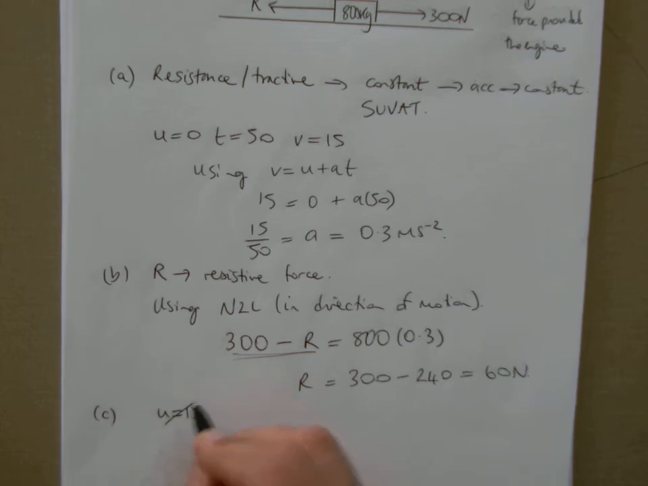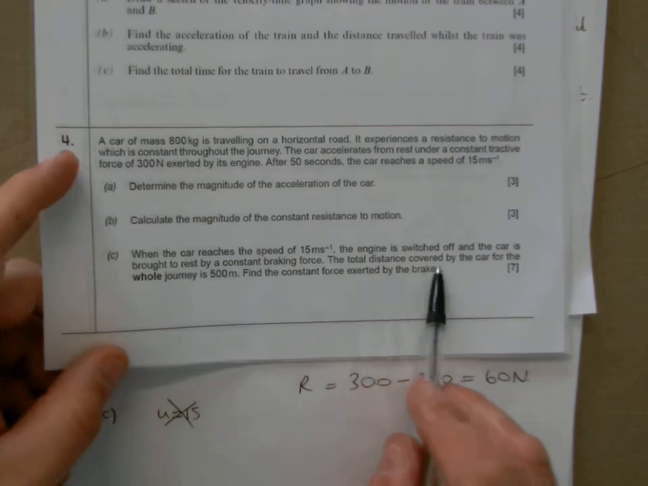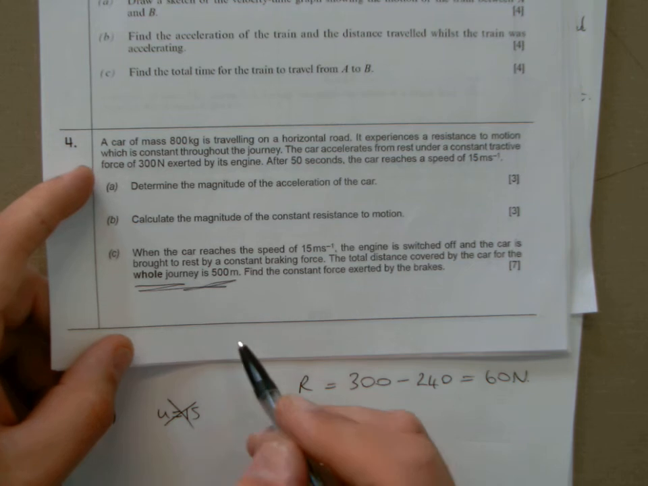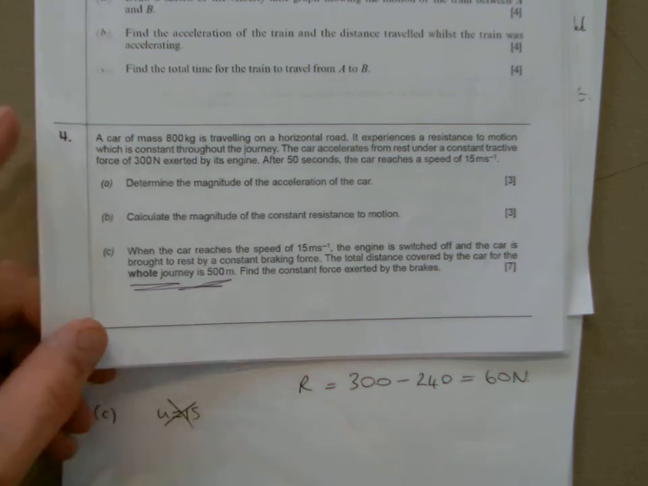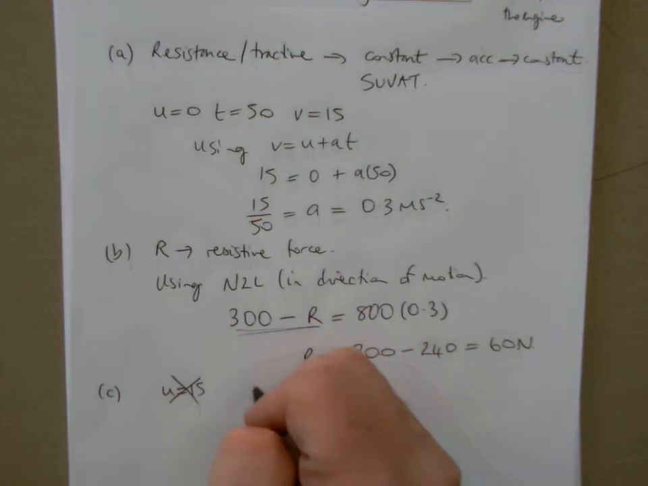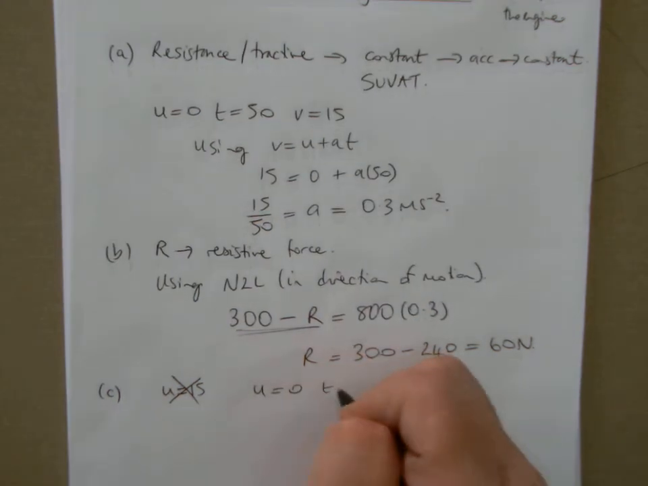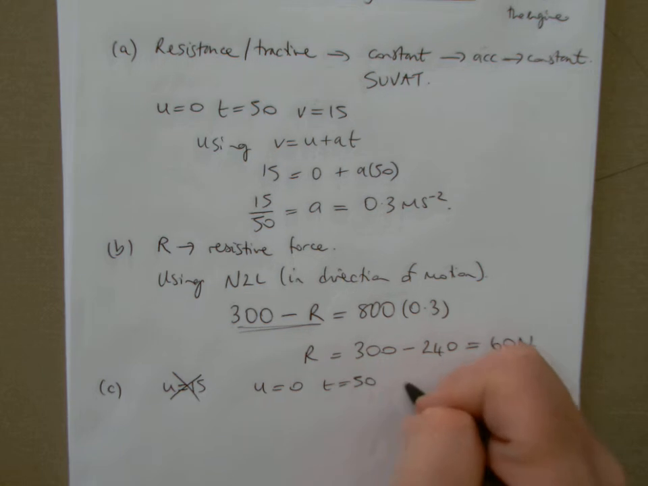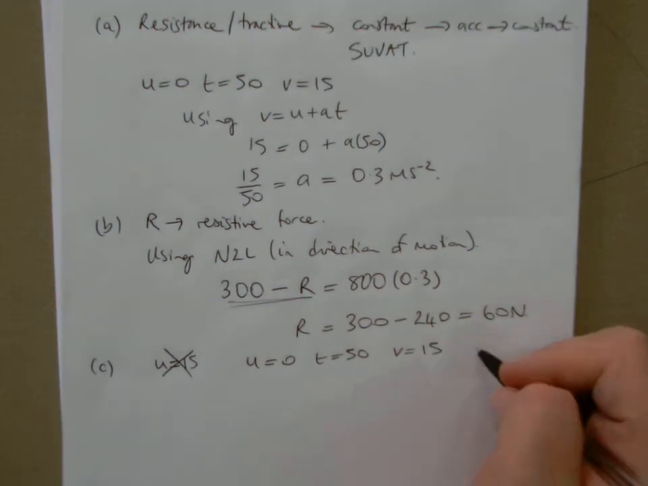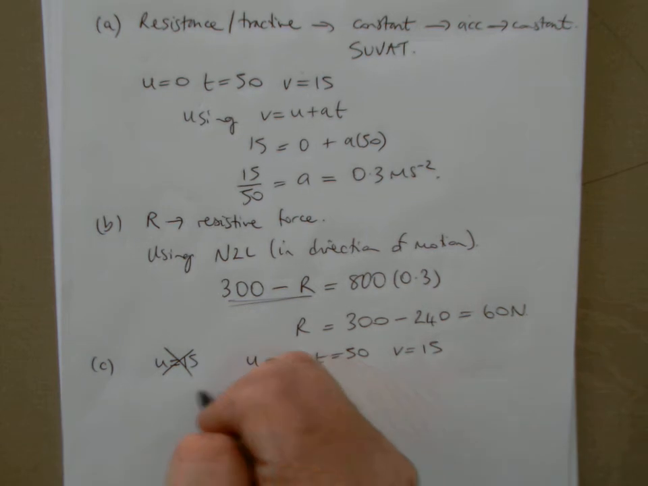But before we do that, let's think about what it says here. The total distance covered by the car for the whole journey is 500 meters. That's the whole journey. So I need to work out how far it's gone already. Remember now, we know u is 0, we know t is 50, we know v is 15, so there's enough information there to work out what s is.